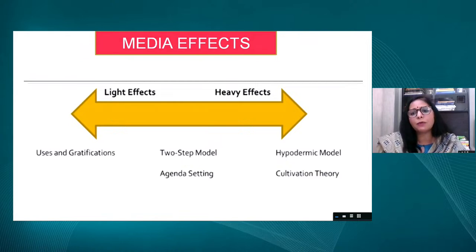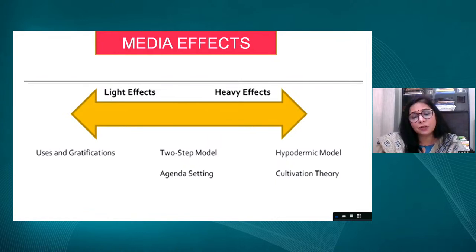I have summarized all the theories in one slide, and this tells about the kind of impact. When we are talking about heavy effects, there are theories like the magic bullet theory and the hypodermic theory, which say that the media has a very heavy impact on audiences, and it's very powerful and very direct. The audiences, it is said, are very passive; they are not reacting to those particular messages.